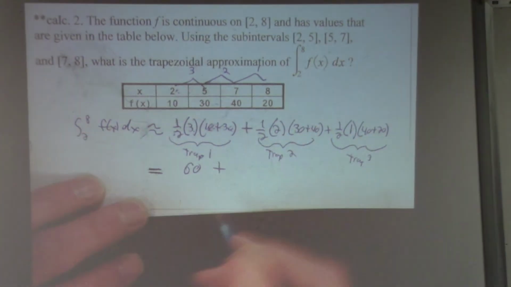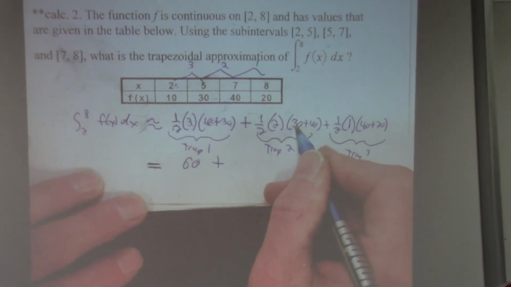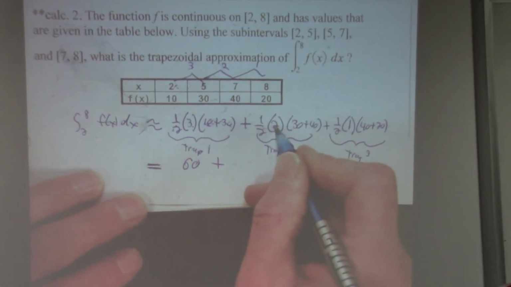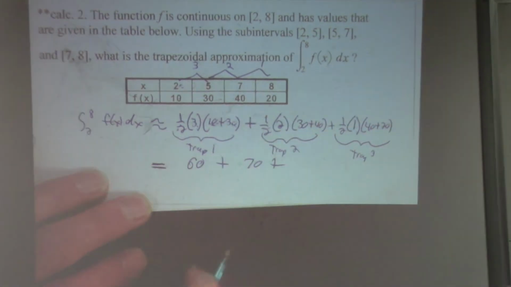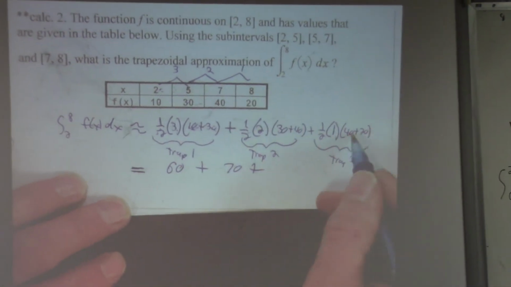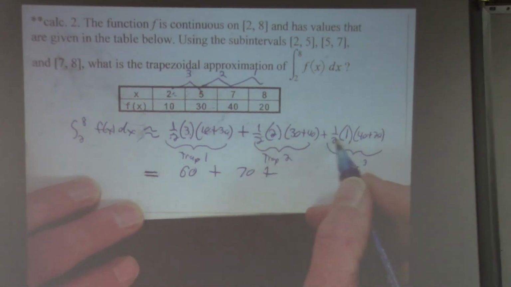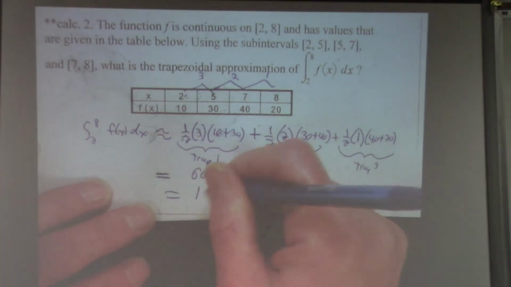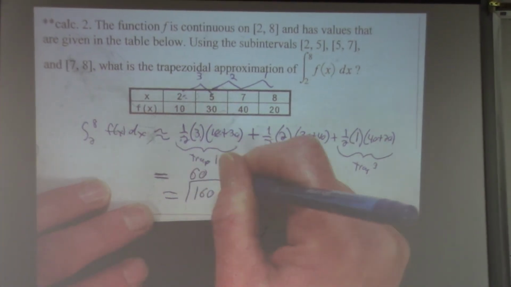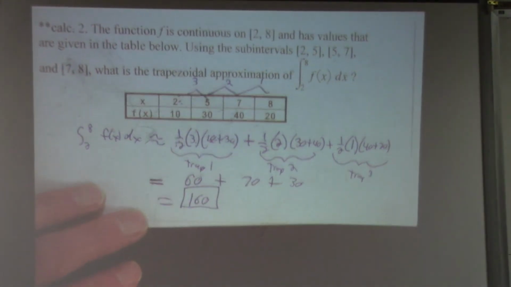Let's use the same technique here, okay? This is really easy because half of 2 is 1. So that goes away. We just have 30 plus 40, which is 70. And third trapezoid, I have 60. Half of 60 is 30, and 30 times 1 is still 30. So I have 60 plus 70 plus 30. I have an approximation of the area under the curve as 160.